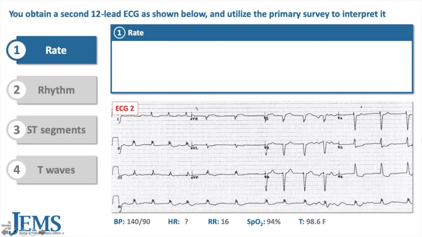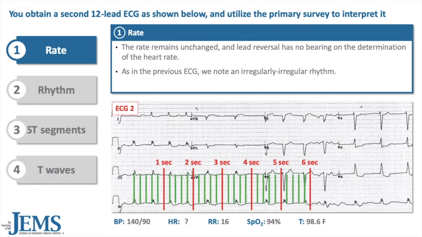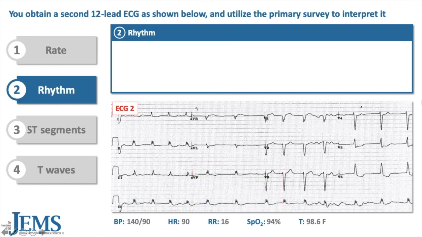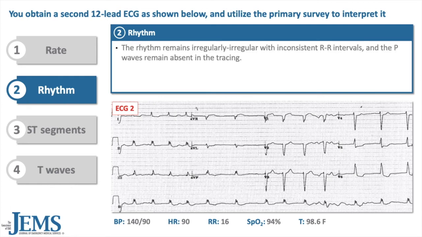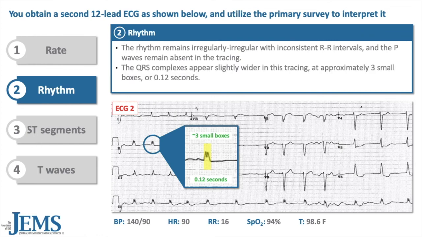Now that we have fixed our lead placement, let's quickly repeat the primary survey and see if anything is significantly different. Using the method that we did originally to determine the heart rate, we're going to do that again, and we get the same result, a heart rate of 90 beats per minute. The rhythm still appears irregularly irregular, with inconsistent R-to-R intervals and absent P waves. The QRS appears slightly wider in the repeat ECG, but it's still narrow, that is less than or equal to 3 small boxes or 0.12 seconds wide.